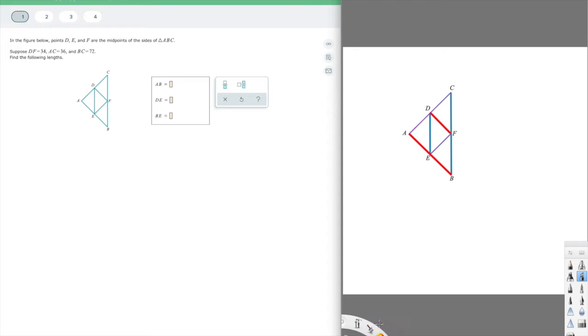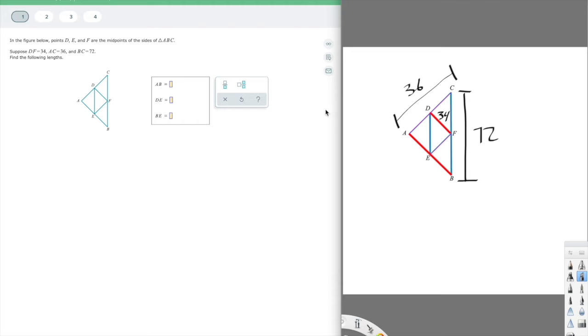And now we're going to fill in some of the givens here. So suppose the DF is 34, and AC, which is the whole side here, is 36, and BC, which is the whole side over here, is 72. So now it's asking us to fill in the other 3 lengths. Because remember, it's a triangle, so it's 3 sides, but then we also have this inner triangle with 3 more sides. So if we are given 3 things, there's 3 more pieces that we can fill in with that, potentially.